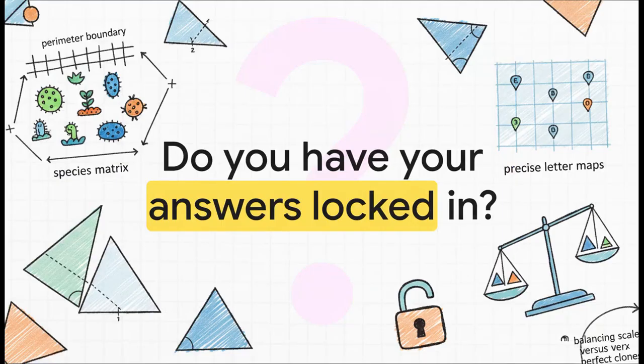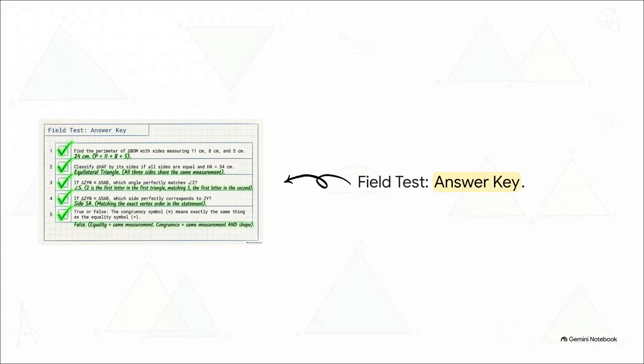Take a second. Think back to the perimeter boundary, the species matrix, those precise letter maps, and the balancing scale versus the perfect clones. Do you have your answer securely locked in? Let's reveal the truth of the field. Let's see how you did. For number 1, unfolding the boundary means adding 11, 8, and 5 to get a perimeter of 24 centimeters. For number 2, if all three sides share the same measurement, it is fundamentally an equilateral triangle.